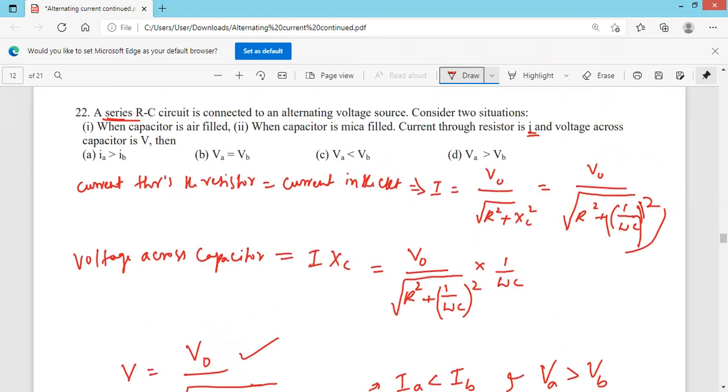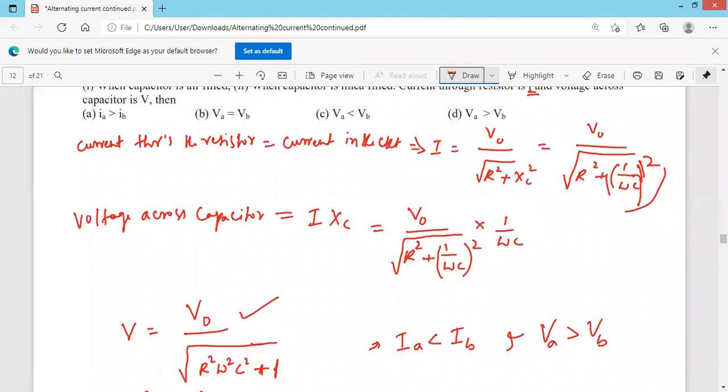So just look at the options. VA is greater than VB. IA is greater than IB. Option D is correct.